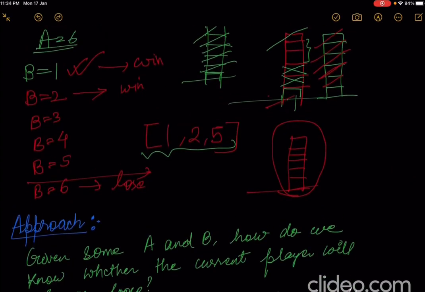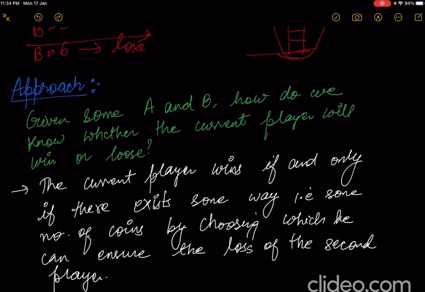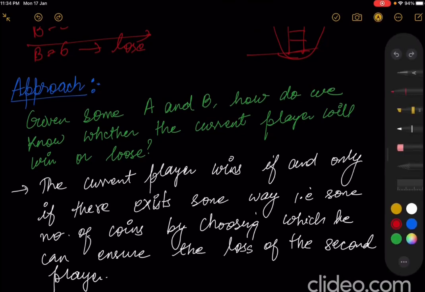So before heading towards the approach, let us think of a simple question: given some a and b, how do we know whether the current player will win or lose? The current player wins if and only if there exists some way, that is some number of coins, by choosing which he can ensure the loss of the second player. So there must be some number of coins between 1 to b, such that if he chooses that many coins, then he can ensure that the second player will lose.